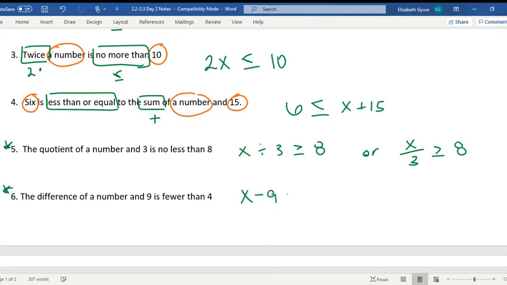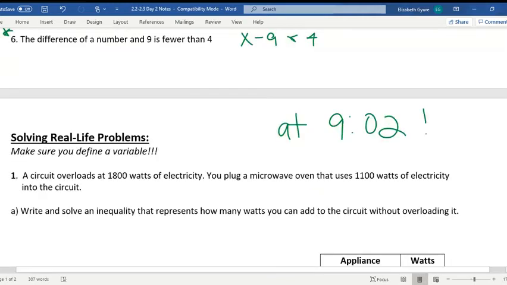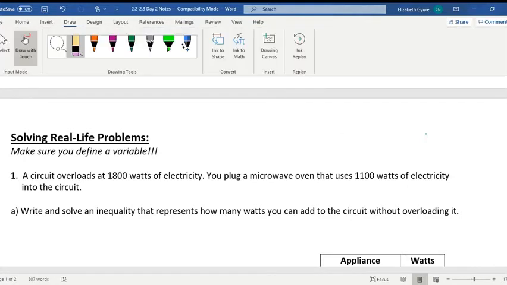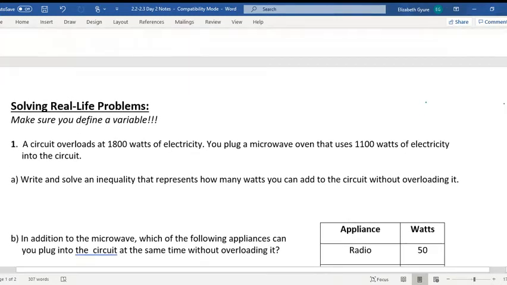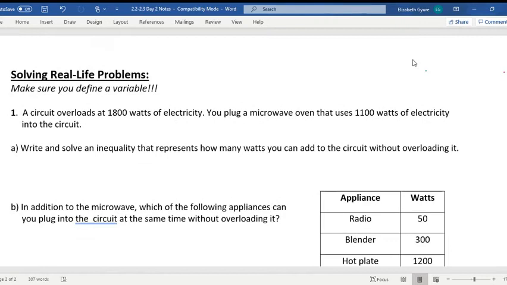X minus 9 is less than 4. Perfect, Aaron. Sounds good. Any questions about those? We are looking at solving real-life word problems. So if you're at home, make sure you're back with us. Okay. Solving real-life word problems.